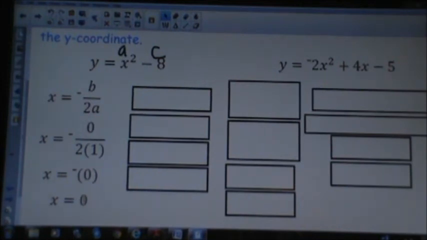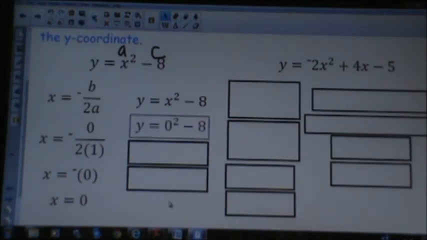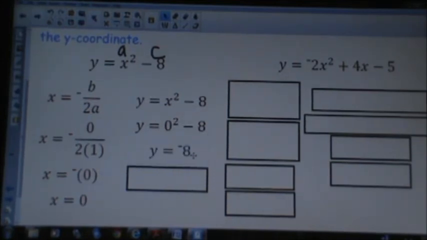And now I'm going to take this 0 and plug it back into my quadratic function. Y equals x squared minus 8. So where x is, I'm going to plug in 0. And I get y equals 0 squared minus 8. And 0 squared is simply 0. So 0 minus 8 is negative 8. So this quadratic function's vertex is when x is 0, y is negative 8.